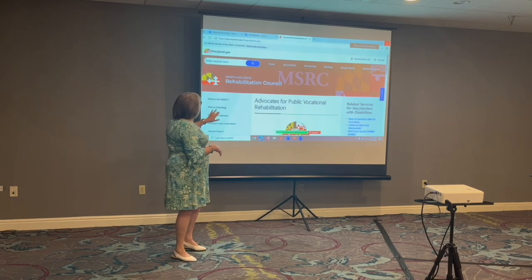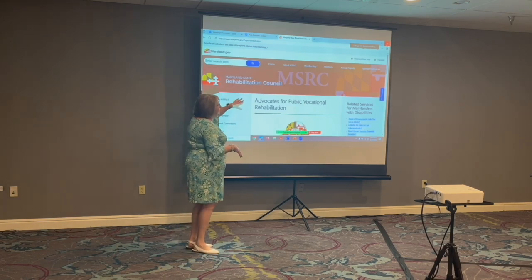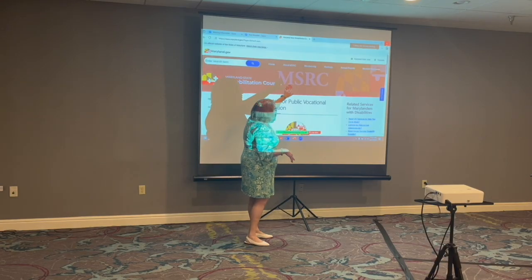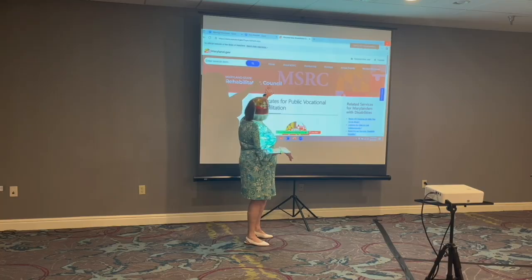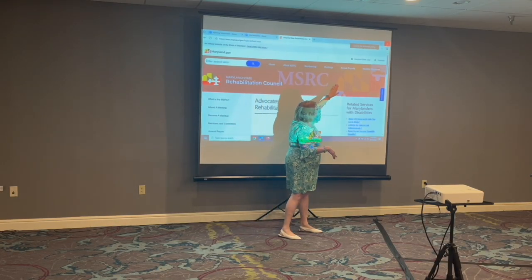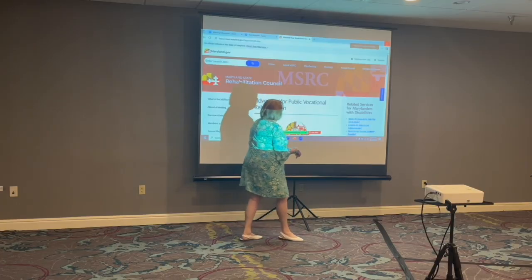But the way the site works is, and this is similar to the DORS site, the top is sort of your audiences or your basic information. So for the MSRC, it's more basic information. So it's our about, it's how to be a member, it's information about meetings, reports, and resources. And we'll go through all of this.